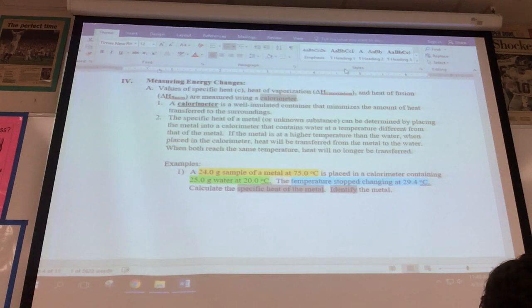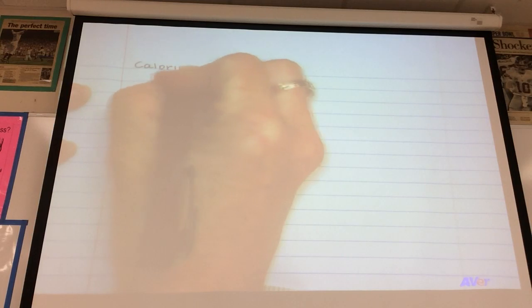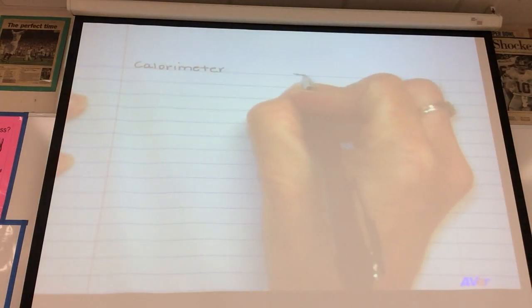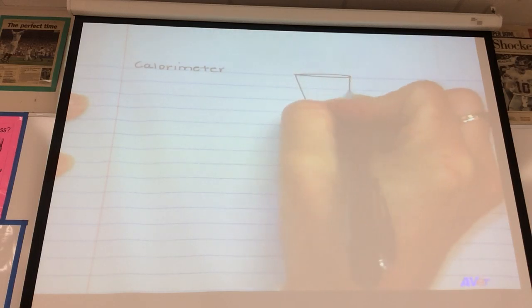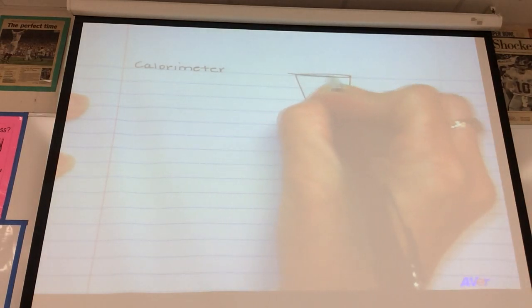So let's diagram this out. It's all written out, but who wants to read all that? We're going to keep it really simple. So let's say we had a calorimeter. And that's essentially two nested styrofoam cups, and you will nest them to provide better insulation.